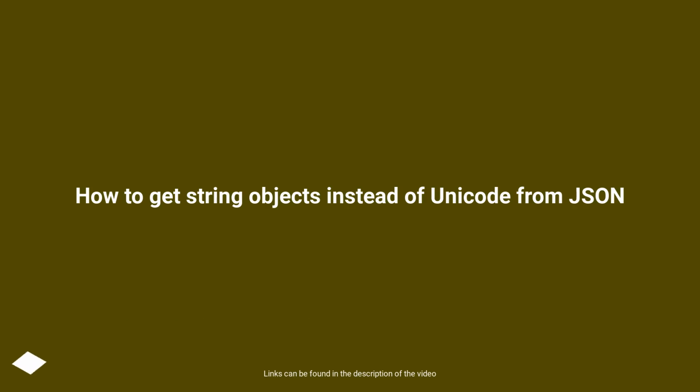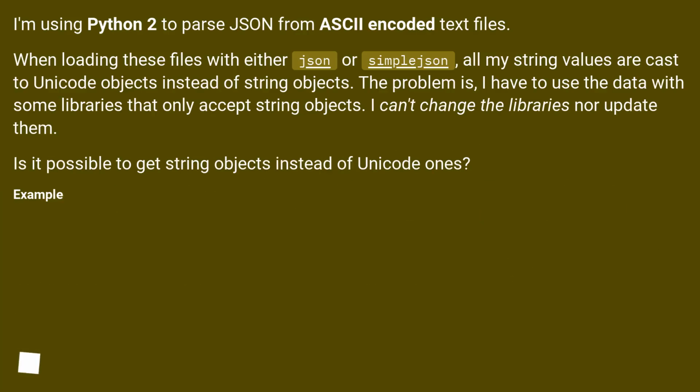How to get string objects instead of Unicode from JSON. I'm using Python 2 to parse JSON from ASCII encoded text files. When loading these files with either json or simplejson, all my string values are cast to Unicode objects instead of string objects. The problem is, I have to use the data with some libraries that only accept string objects.